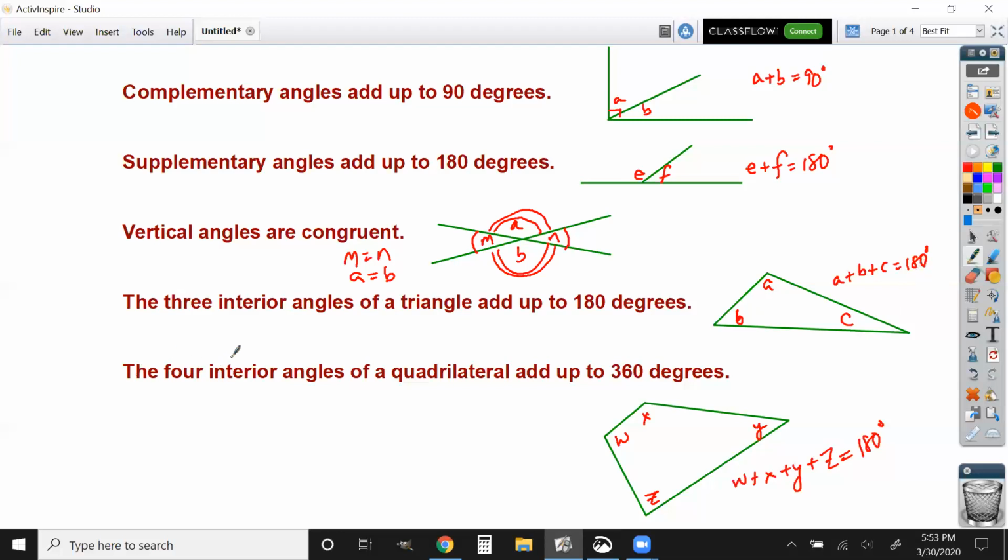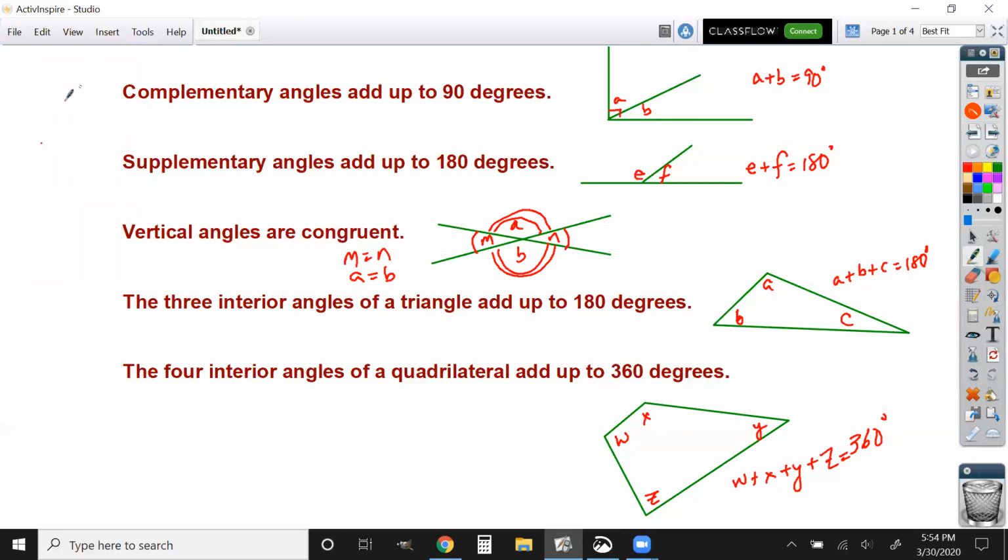And finally, we learned the four interior angles of a quadrilateral add up to 360 degrees. So if I have W, X, Y, and Z, W plus X plus Y plus Z will add up to, oh, there's a mistake. Those will add up to 360 degrees. Save that right now while I'm here.